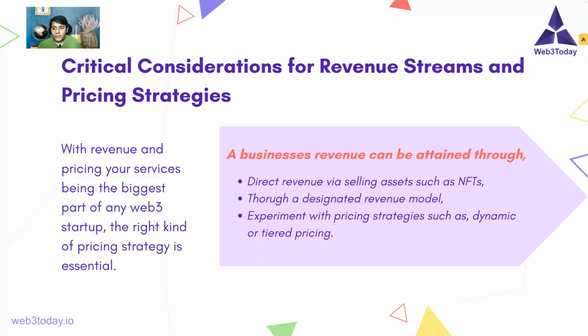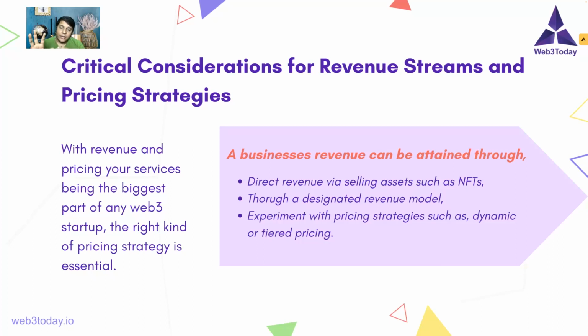So with revenue and services being one of the biggest parts of a Web3 startup, the right kind of pricing strategy is absolutely essential. The important thing is that there are a lot of ways you can attain revenue, right? Some of the companies can attain revenue by directly selling assets such as NFTs. NFTs are becoming very popular, and they can also be used to define real world assets on a blockchain. And then you can also have a thoroughly designated revenue model. If you're building a blockchain infrastructure or a blockchain services company, you know what you're offering, what your costs are, what your profit margin should look like, and how much your competitors are offering similar kinds of products and services, right?